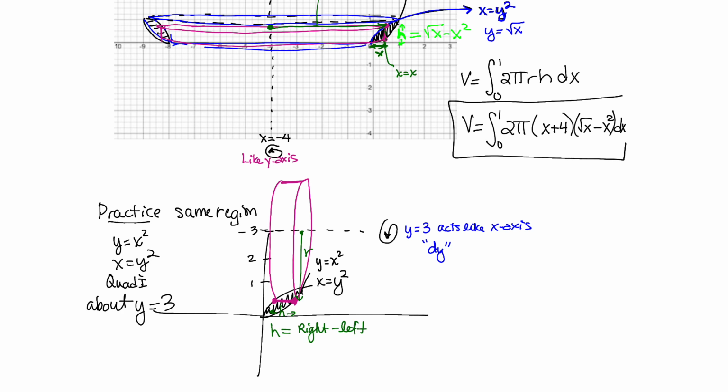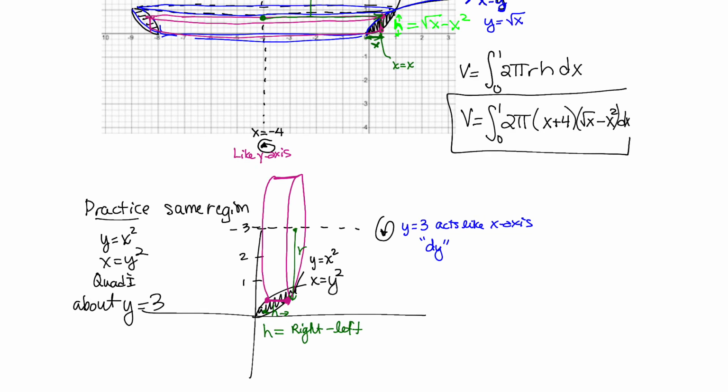This distance is right minus left. You need to make sure that your equations are rewritten as x equals this time. So this one is going to be x equals square root of y. My right function is going to be square root of y, and my left function is going to be y squared.